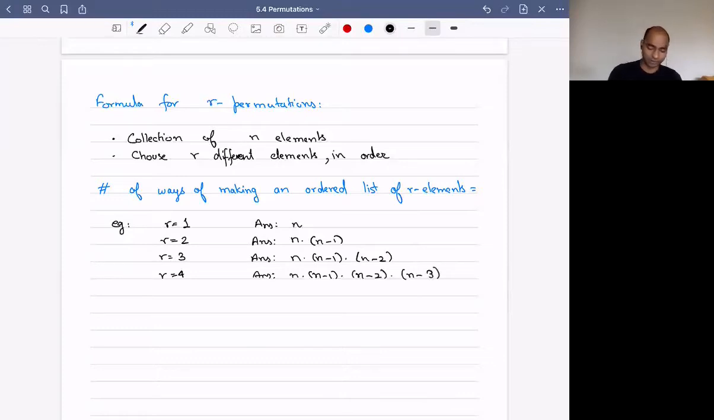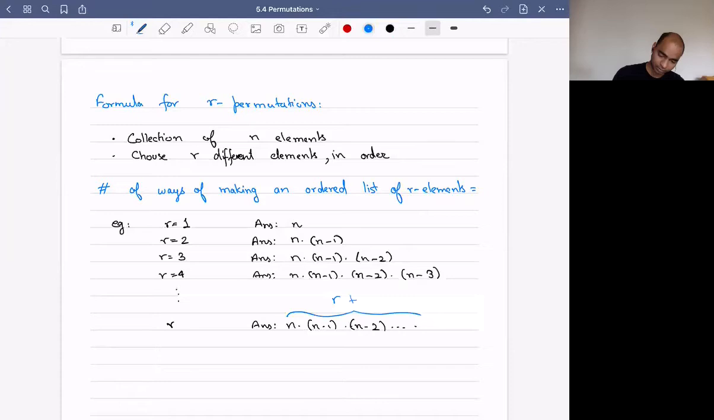And so if I were to extrapolate from this, if you have R, where R is just some natural number which is less than N, then the number of ways of picking R elements in order, which are different from each other, is N times N minus 1, N minus 2, and so on. And how many do I want? I want R of these. So I want R terms in there. And that's how I remember it.